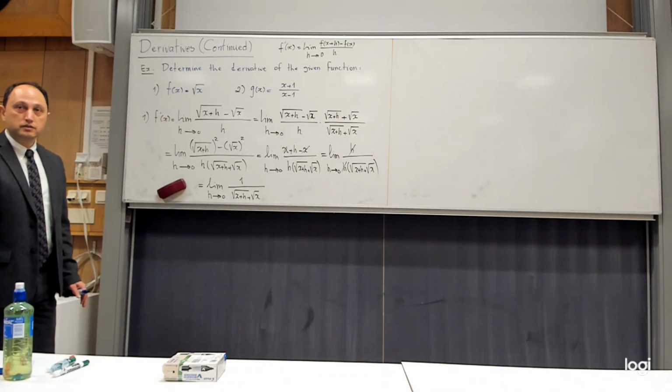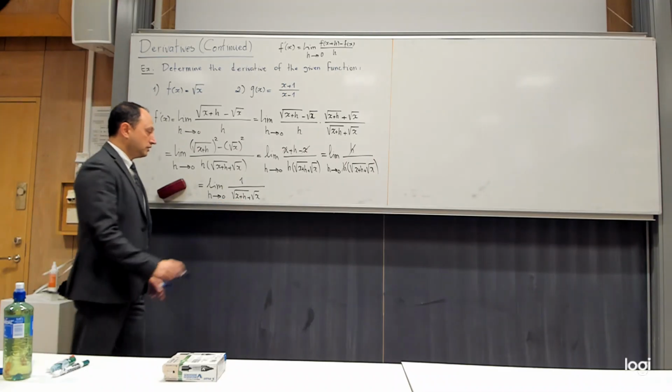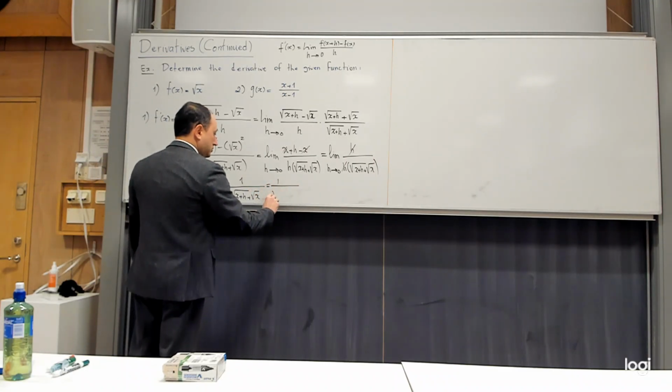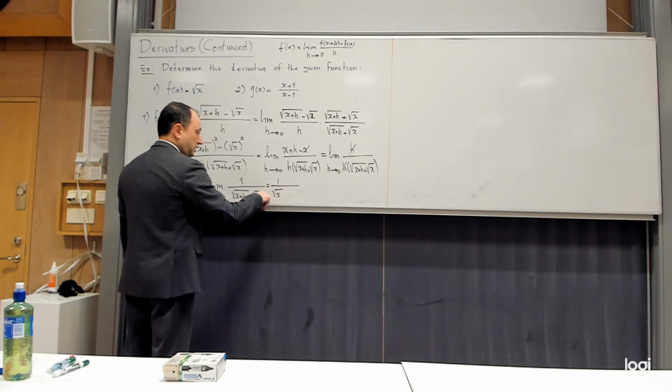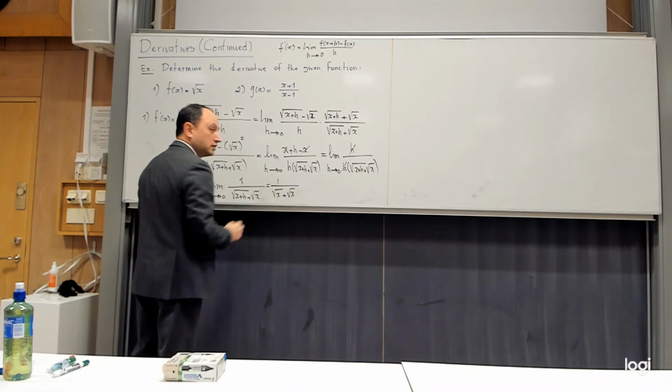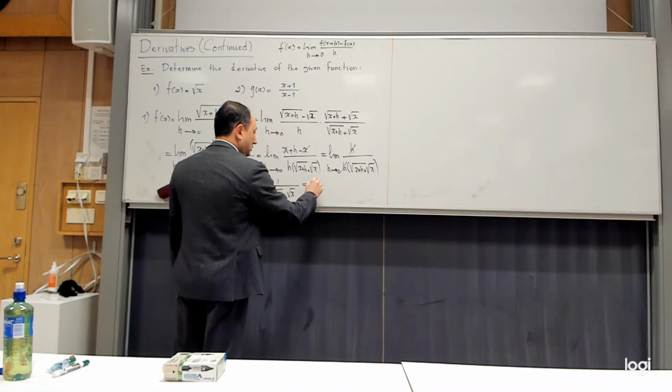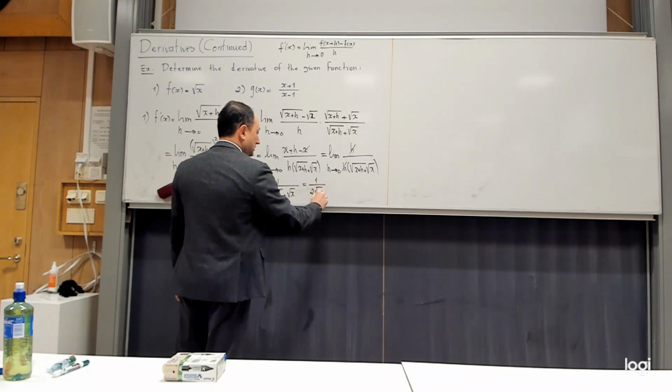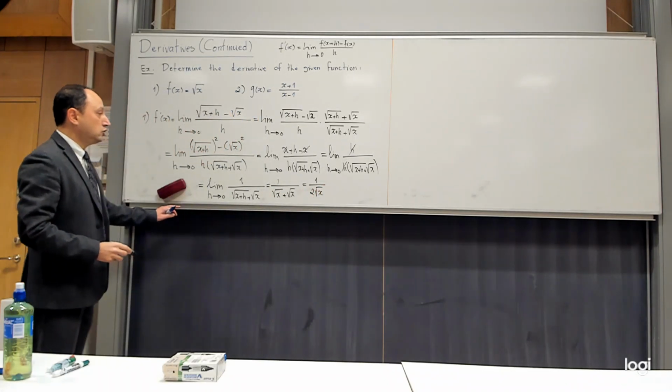And then what happens? When I put h equal to 0, it becomes 1 over square root of x plus another square root of x. Yes? And then it becomes 1 over 2 square root of x. So that is the formula.